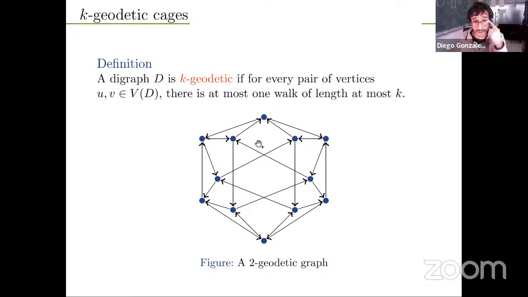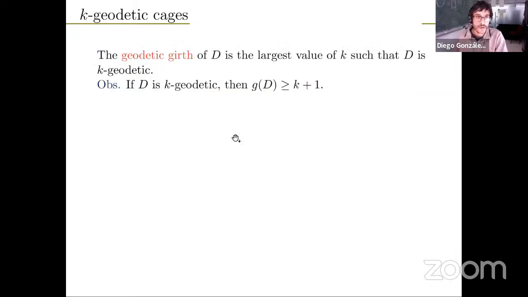For example, here we have a 2-geodetic digraph. If you observe this vertex and these two vertices, there is just one walk of length at most one, or at most two, sorry. We have this one walk, and there is no other walk of length at most two between these two vertices. So this is a 2-geodetic digraph. And we can define the geodetic girth of a digraph, which is the largest value of k such that D is k-geodetic. And observe that if D is k-geodetic, then the girth of the digraph is at least k plus 1.